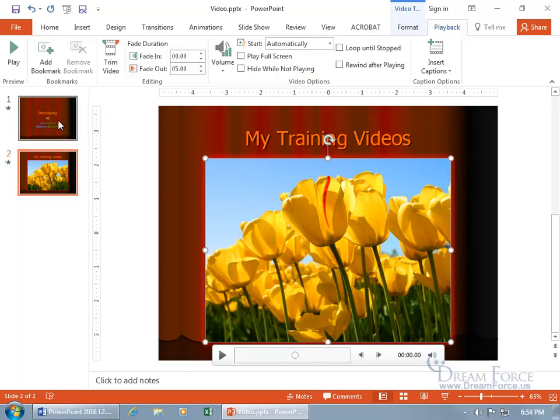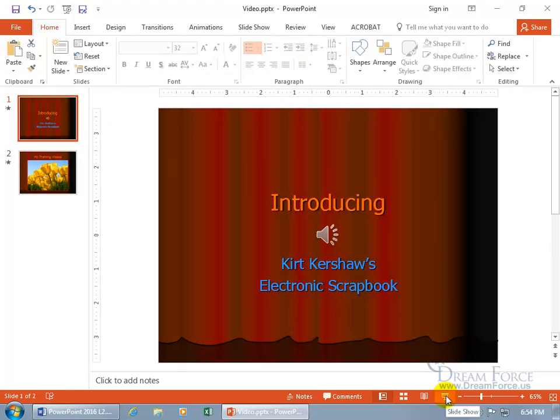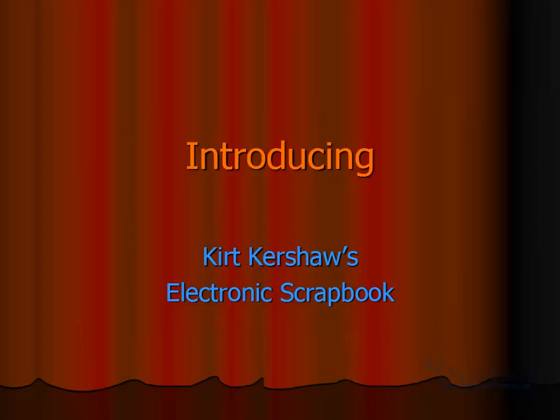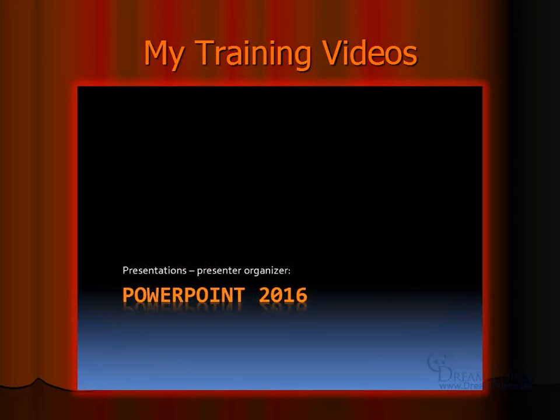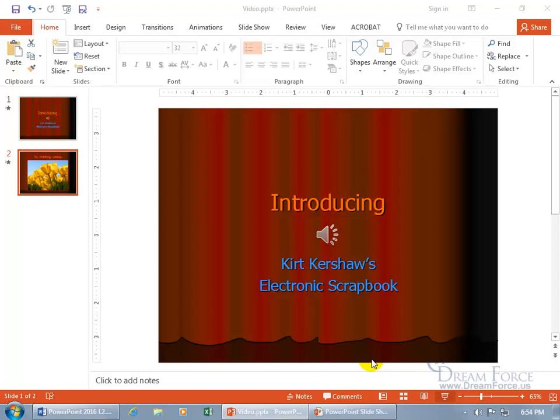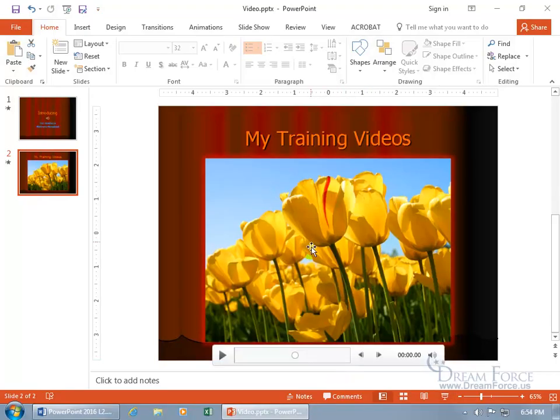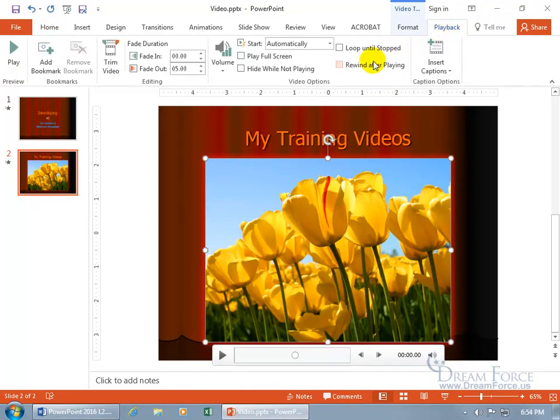Let's go ahead and start up here. Click on Start Slideshow. And then when I click, it automatically starts to play. See? All right. Hit the Escape key a couple of times. And let's go ahead and select the image so we can come back up here on the Playback tab to get our video options. So you can do it automatically or when you click on it.